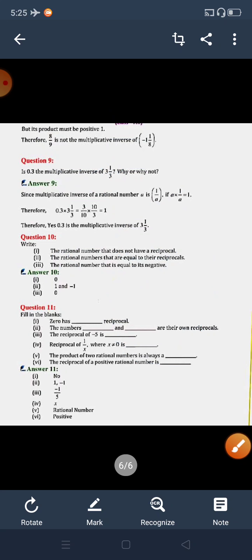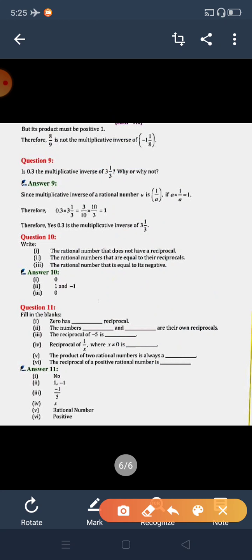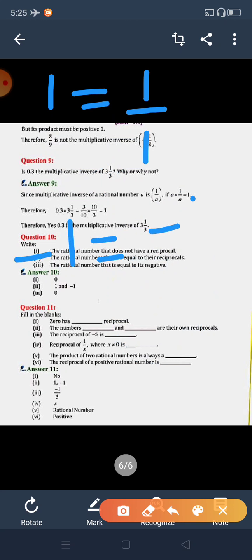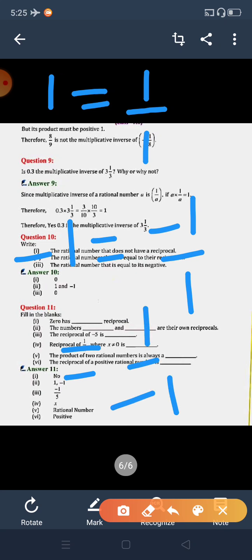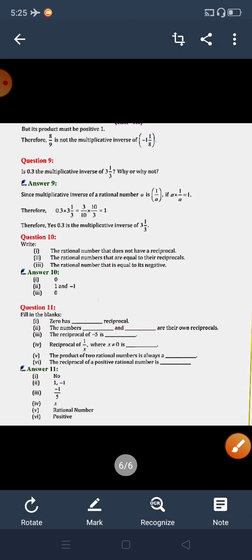Now the rational numbers that are equal to their reciprocals. So 1 has the reciprocal 1 by 1, minus 1 has the reciprocal minus 1, or you can write it as 1 by minus 1. All these three values are true. So 1 and minus 1 are the rational numbers which have a reciprocal equal to themselves.